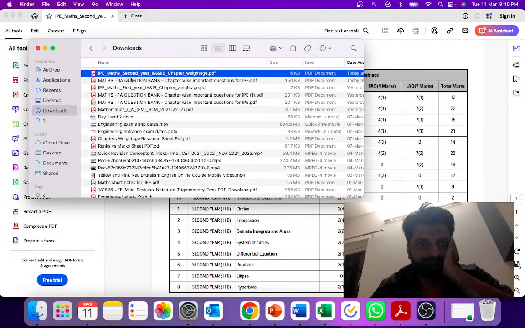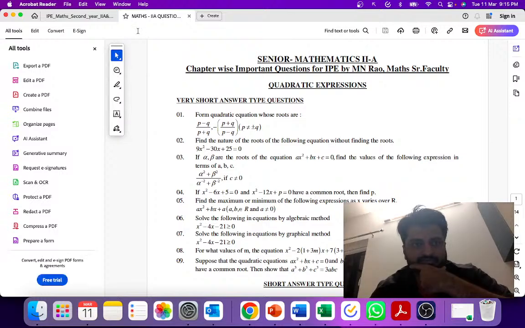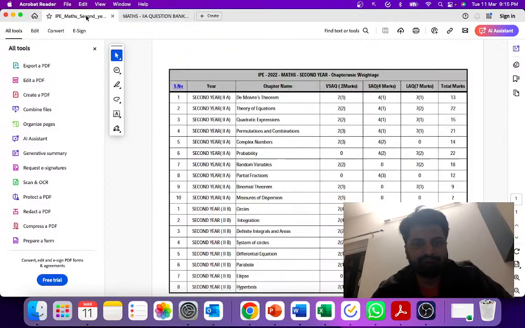So we are going to see the analysis of 2A important chapters, the most important chapters. ఎలా చేయాలి ఏం చేయాలి, what needs to be done last minute.